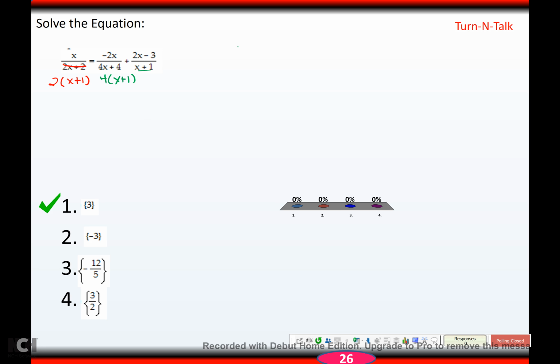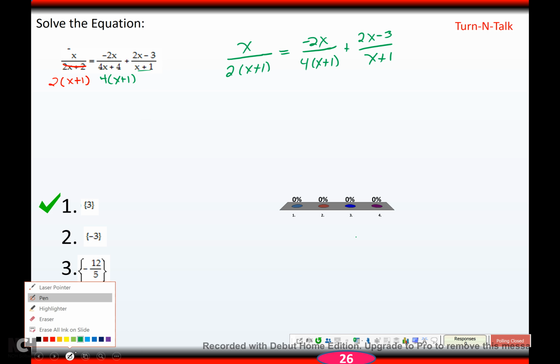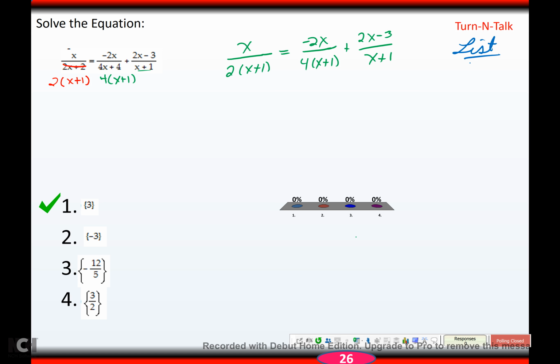So if I rewrite my problem, I have x over 2 times x plus 1 equals negative 2x over 4 times x plus 1, plus 2x minus 3 over x plus 1. So then if I make my list, I have a 2, which will take care of this. I have an x plus 1, which will take care of this, this, and this. So the only other thing that I haven't covered is that 4, so I also need a 4.